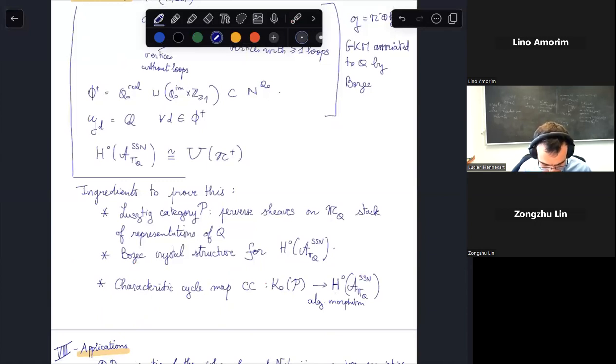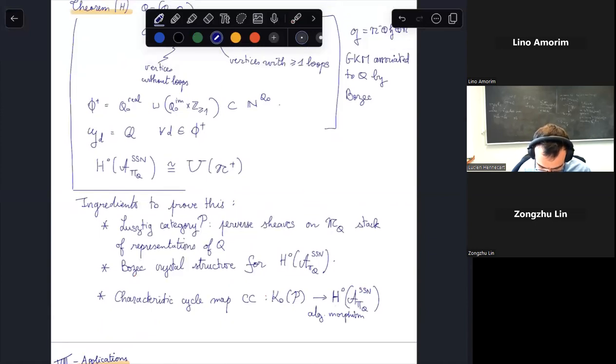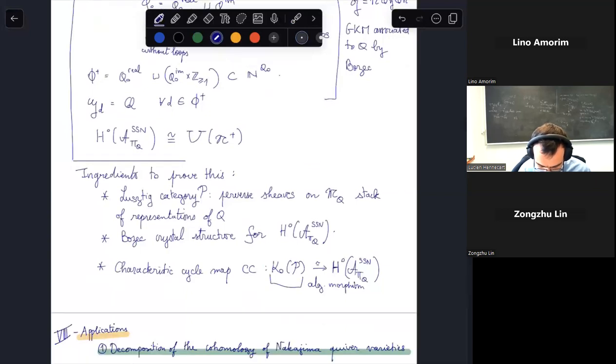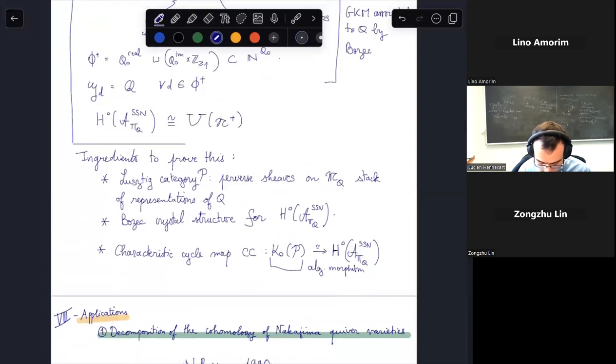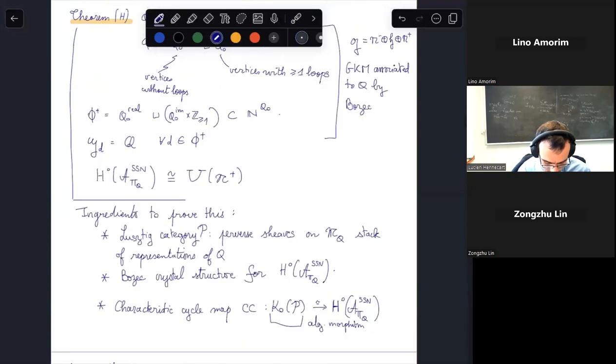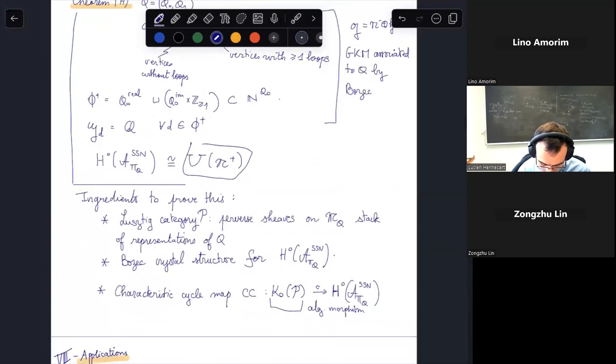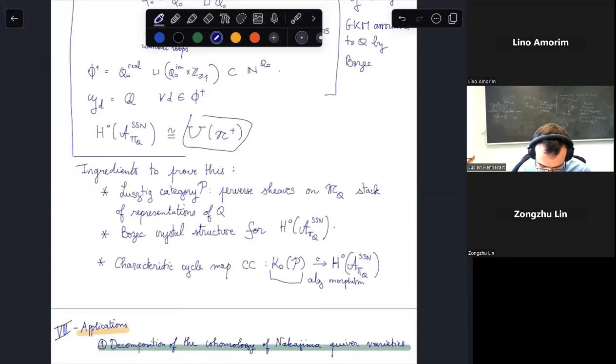So I prove that this thing is actually an isomorphism, and we know how to describe this by Lusztig's work, by generators and relations, as the enveloping algebra of this, so exactly as this object. Actually, in Lusztig's work, we can work in the graded sense and recover the quantum group.